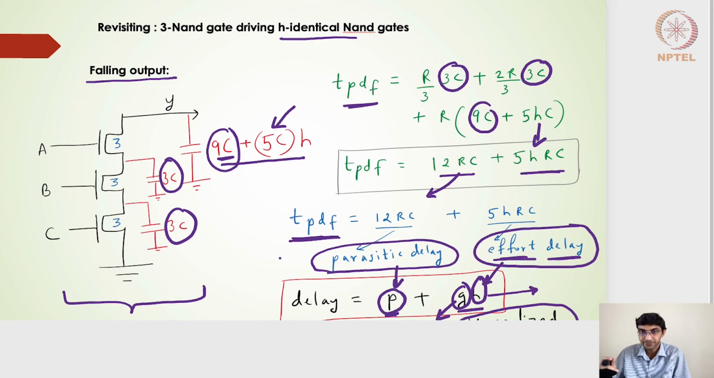So normalizing with respect to the 2:1 inverter, if we want a normalized delay component, it will be nothing but this particular expression divided by 3RC. Finally, we should be able to get the normalized component as 4 plus 5 by 3, right? I'll come to that later. Hope you have understood this. The gist of this slide was that the delay component is segmented into two parts: one is the parasitic component, the other one is the effort delay.